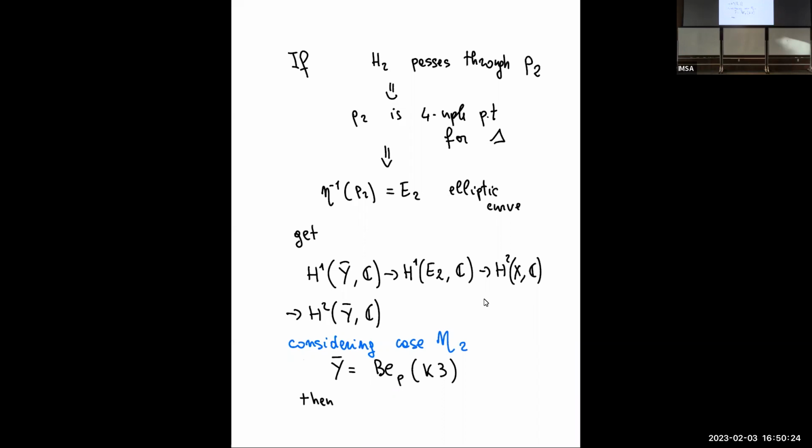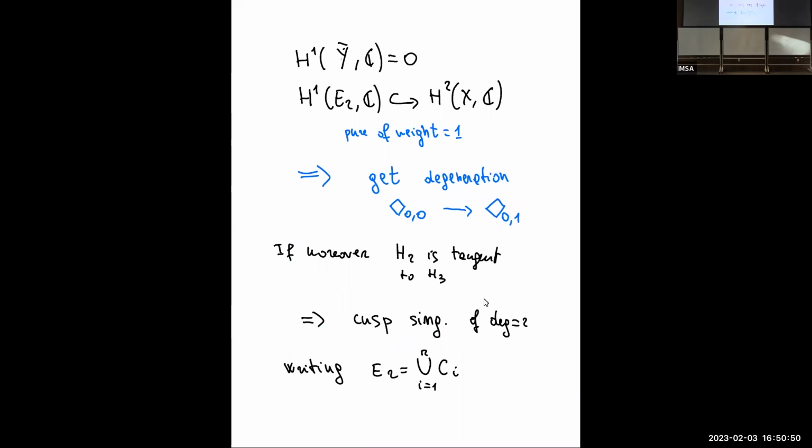So we have this situation. The Mayer-Vietoris sequence we saw before is H1 of Y bar into H1 of E2, and then into H2 of X. So consider, for instance, the case N2. In this case, by our classification, Y bar is the blow up at a point of a K3 surface. So we have H1 of Y bar equal to 0, and H1 of E2 maps into H2 of X, and it is pure of weight zero. In this way, we get the degeneration from diamond 0,0 to diamond 0,1. This is exactly how to build in practice such a degeneration.